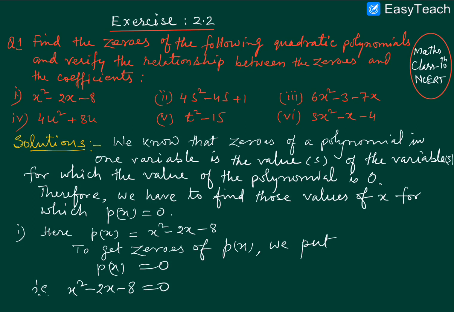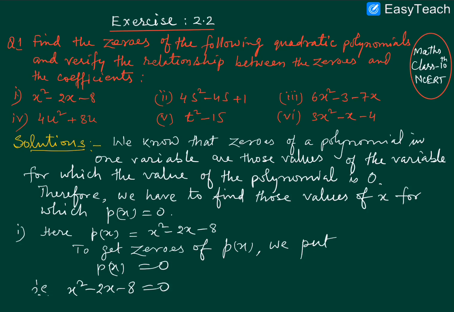Through this video I am going to describe question number 1 of exercise 2.2. Let us see what the question is. Find the zeros of the following quadratic polynomials and verify the relationship between the zeros and the coefficients.